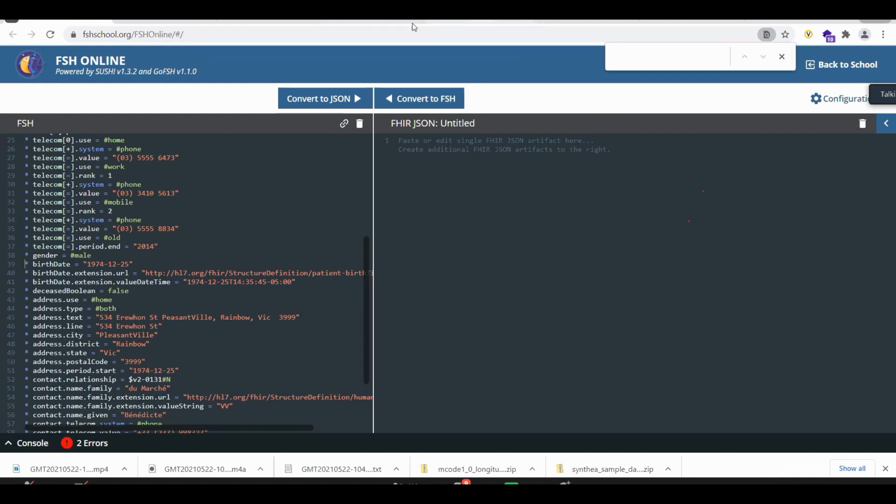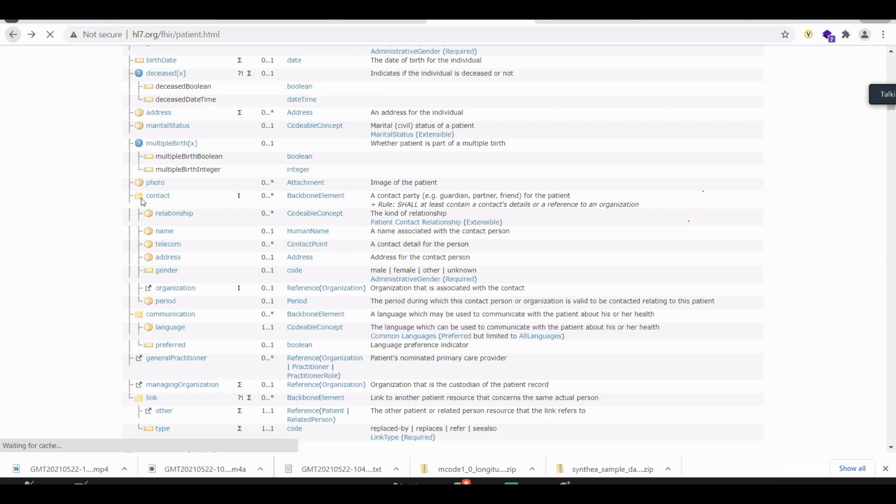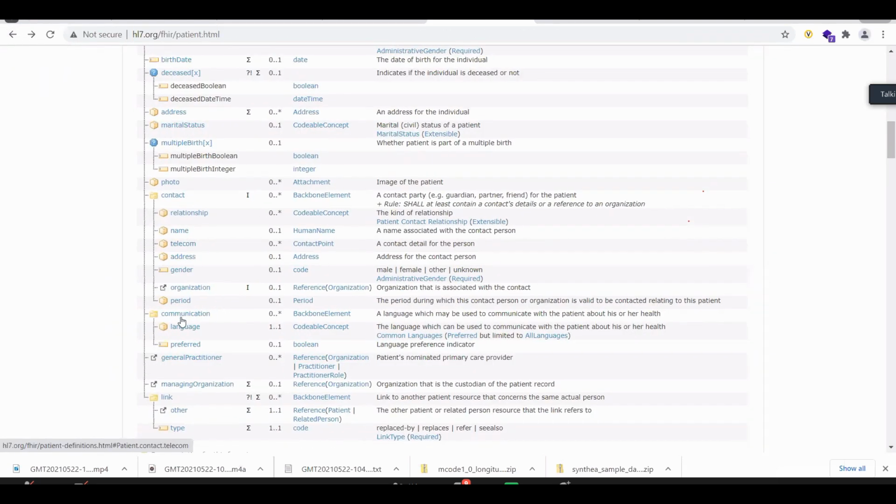But to answer the question in short, if the parent is absent, parent is optional, right? You don't need it, meaning the entire block is optional, right? But if the parent is present, then the language needs to be there. Okay. So that's how to read it. All right.